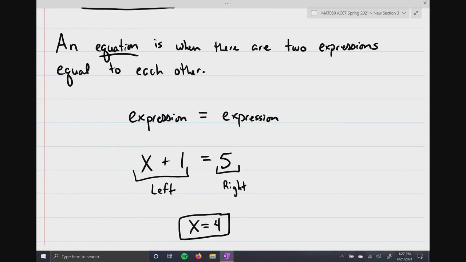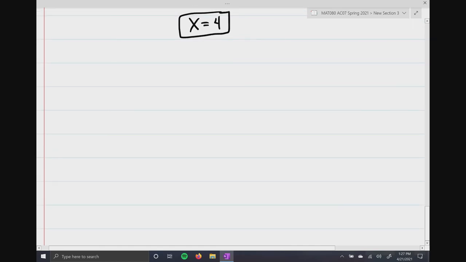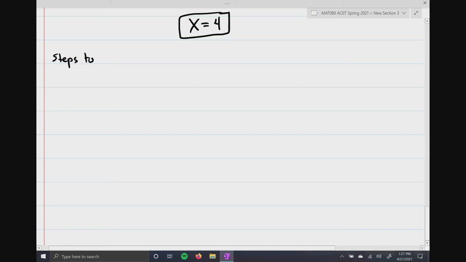So what I'm going to do is I'm going to give you the steps to solve, and then I'm going to define things inside these steps. Okay? That's going to take some time for us to write. So steps to solve linear equations in one variable. All right, so there's a lot of information already in that first statement. And this is just the title. First, linear equations.